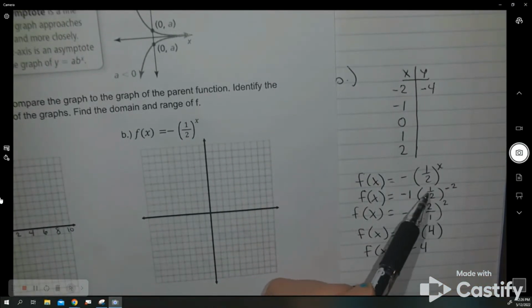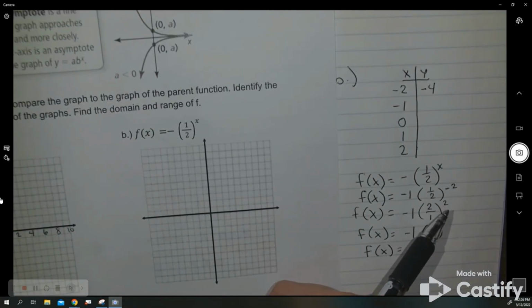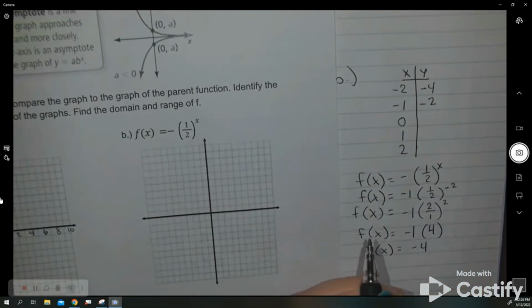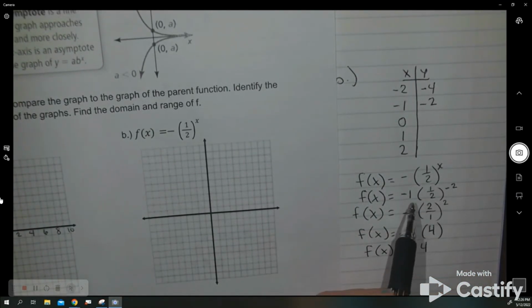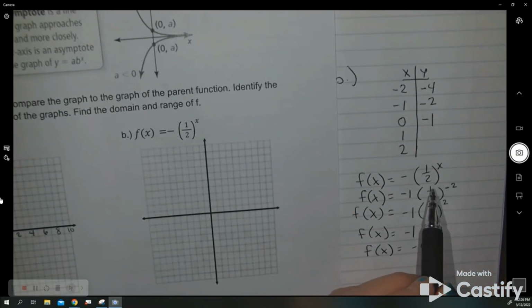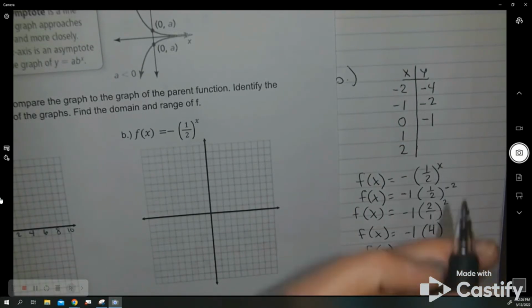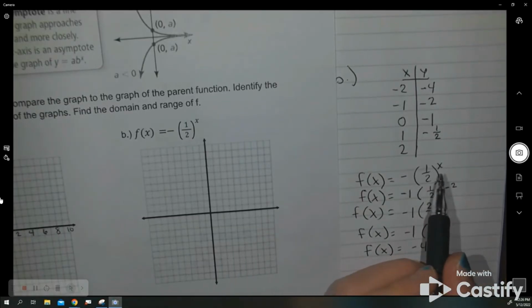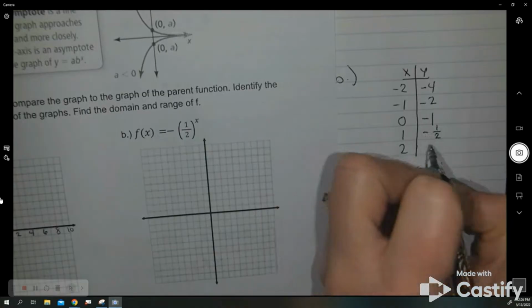If I plugged in -1, again, I flip the fraction, so it's 2 over 1. 2 to the power of 1 is 2. 2 times -1 is -2. 1/2 to the power of 0 is 1. 1 times -1 is -1. 1/2 to the power of +1 is 1/2. 1/2 times -1 is -1/2. 1/2 to the power of +2 is 1/2 times 1/2, which is 1/4. 1/4 times -1 is -1/4.